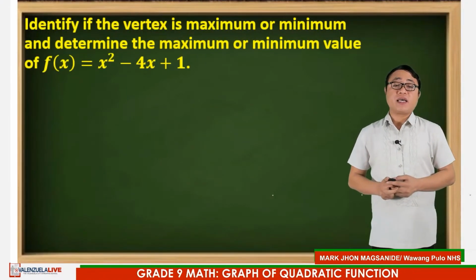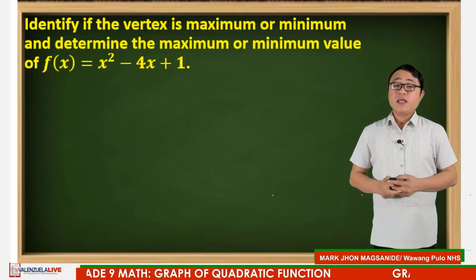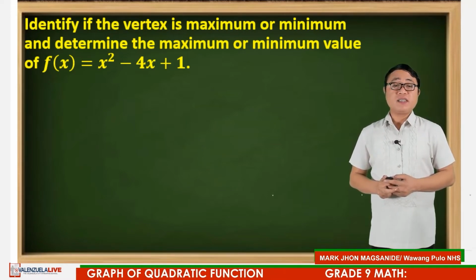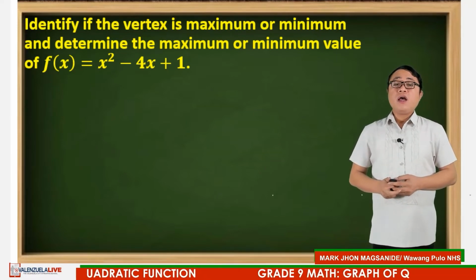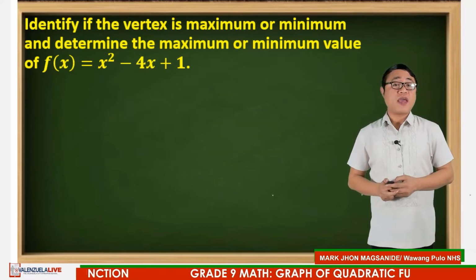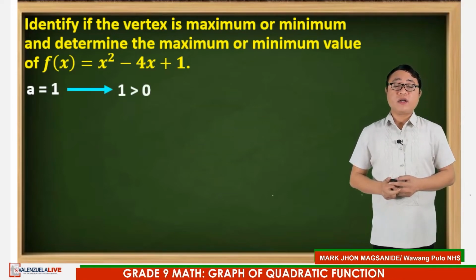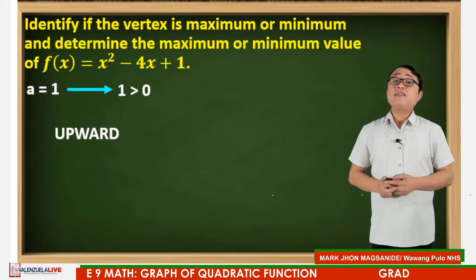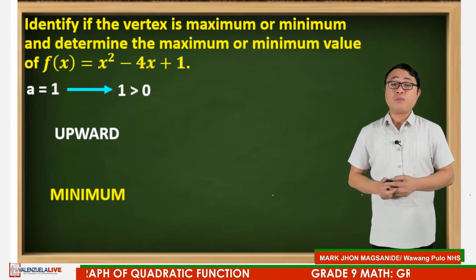Identify if the vertex is maximum or minimum and determine the maximum or minimum value of the quadratic function f of x is equal to x squared minus 4x plus 1. You can identify if the given quadratic function is maximum or minimum using the value of a. The value of a is 1. Since 1 is greater than 0, therefore, the opening is upward. And since the opening is upward, therefore, its vertex is a minimum point.